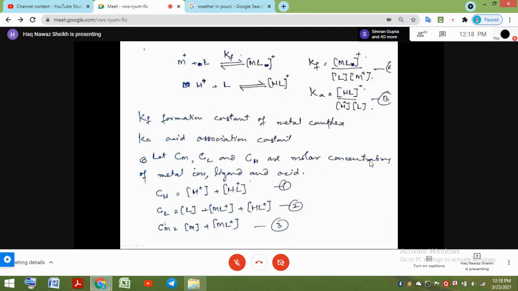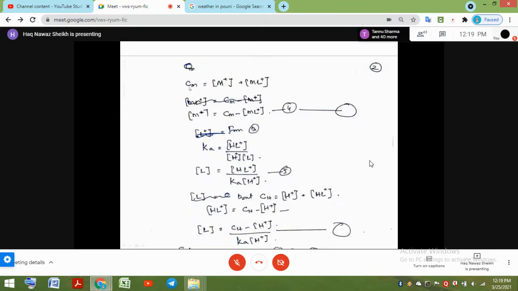These concentrations we know. We know how much metal we have put in the solution and how much ligand we have put in initially. These are expressed by Cm and Cl, and these values in the brackets are the concentrations of the free metal and free ligand in the equilibrium situation. So these are different values.